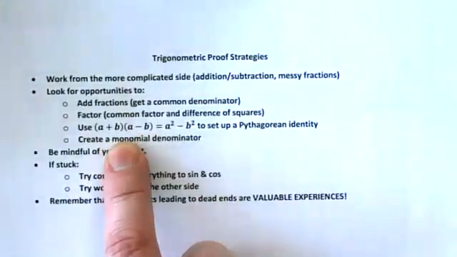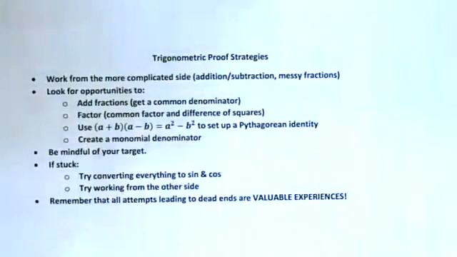And then if you do have fractions, try and get a monomial denominator. Do you know what I mean by monomial? One term. In other words, no pluses or minuses in the denominator. Try and get it so that you've got a bunch of stuff being multiplied together and not a bunch of stuff being added or subtracted. Okay, that's usually going to get you on the right track.